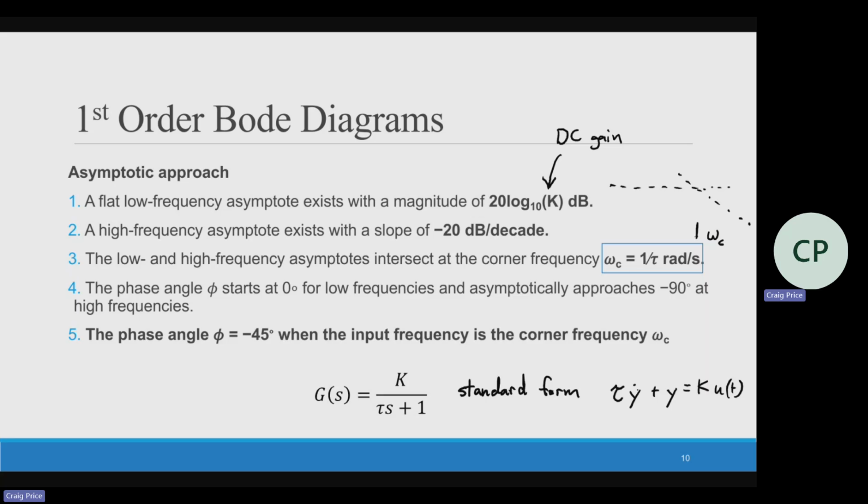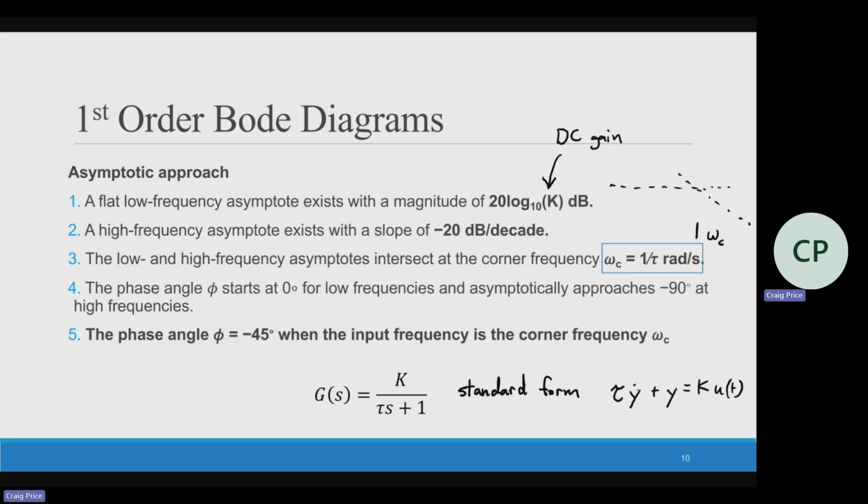Next up, we're going to look at the high frequency line. This exists with a slope of negative 20 decibels per decade. What does that mean? Well, it's going to drop 20 decibels, that's the y-axis, over 1 decade, that's on the x-axis. Decade means like I'm going from 10 to 100 radians per second, or 4 to 40 radians per second. That would be a decade. Basically times 10.